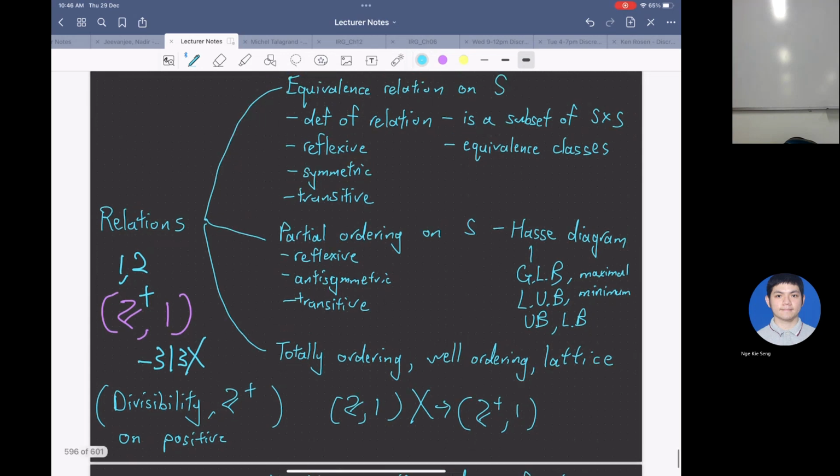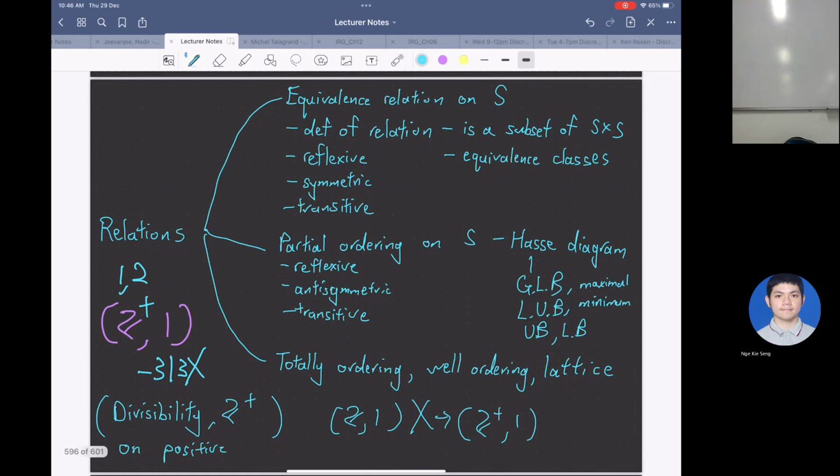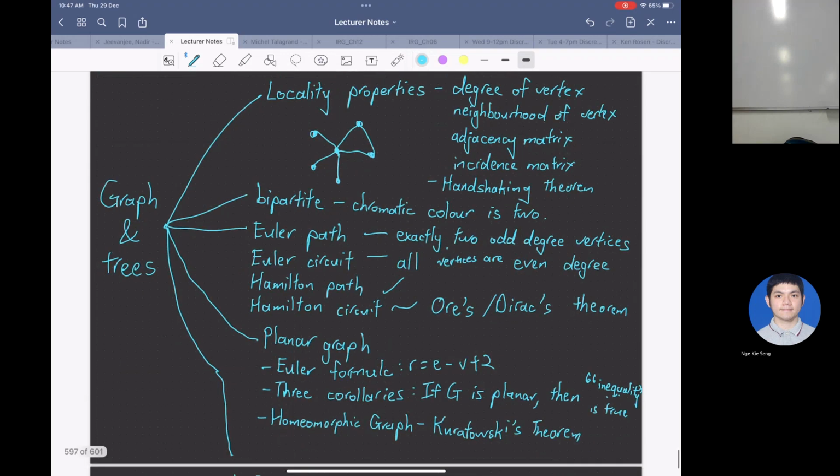I think there are two questions on relation, so make sure you know the examples of relation well. Two questions: one equivalence relation, one partial ordering.